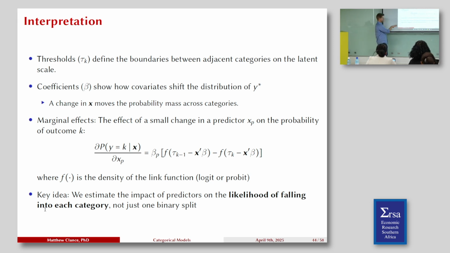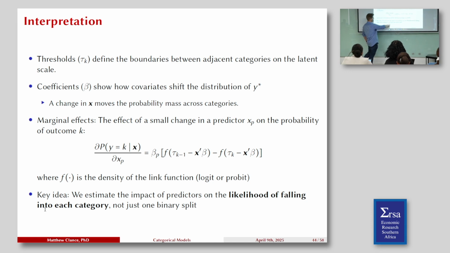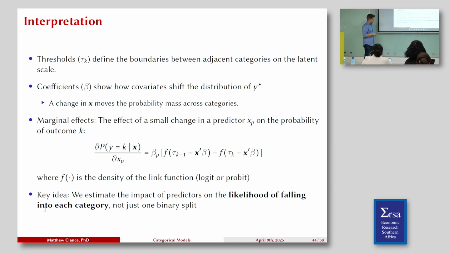So we estimate the impact of the predictors on the likelihood of falling into each of the categories, and not just one binary split. Okay, so it's very similar to the Logit or the Probit in the sense that we're trying to predict which one we're falling into. Now we're trying to do the same thing, but across which bin we're going to fall into. But the good thing is that now it's ordered, it gives us some structure. Before, we didn't know how the things were related for the most part. Now, because of the ordered structure, it simplifies our lives a little bit. Okay?